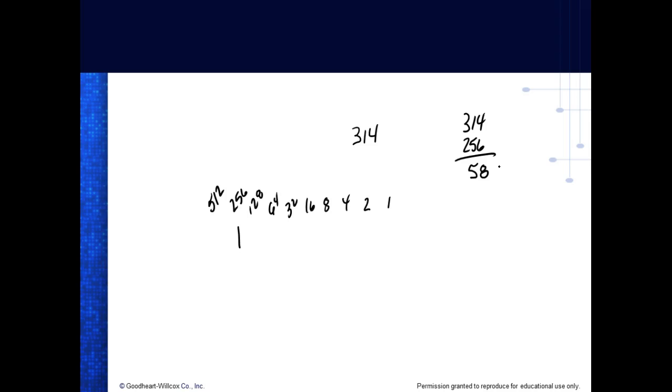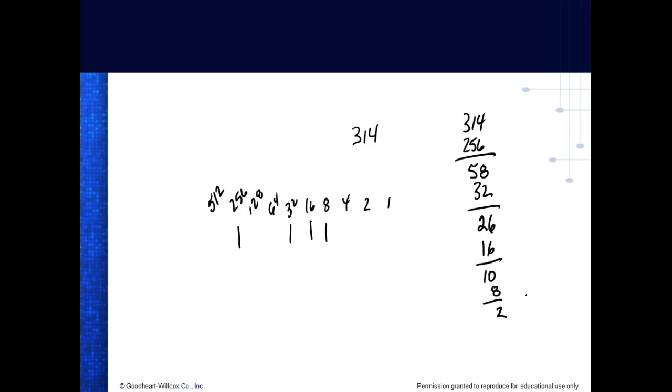What's the next highest power I can subtract from that? 32. I'm going to put a 1 under 32. Write it down and subtract this. So y'all agree on this? Okay, that's 26. What's the next highest thing I can subtract? 16. This is going to be 10. What's the next thing I can subtract? 8. That gives me a 2.